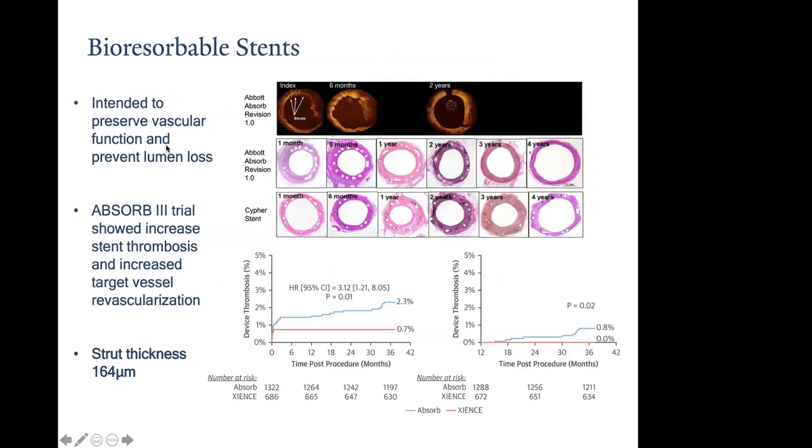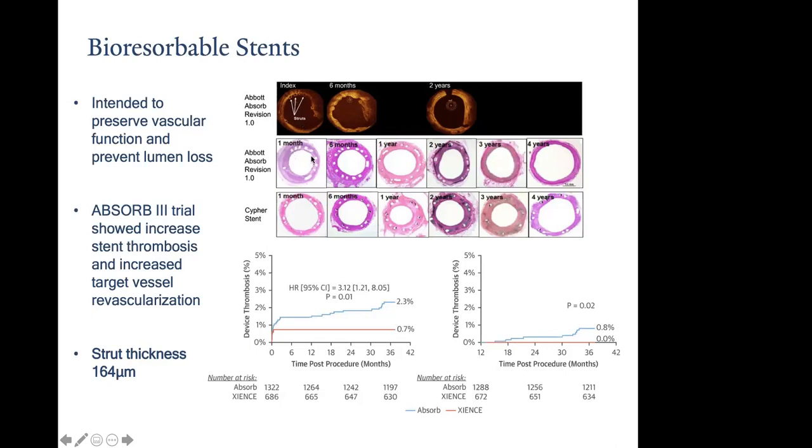Bioresorbable stents were developed to essentially preserve vascular function and prevent late lumen loss. And so there was a lot of excitement about these several years ago. I think Dr. Adaran was the site PI for the Absorb 3 trial, which we were a site for. And so the OCT images here and the cross sections will kind of show what was desired for this. And then unfortunately, it didn't pan out the way that it was hoped.